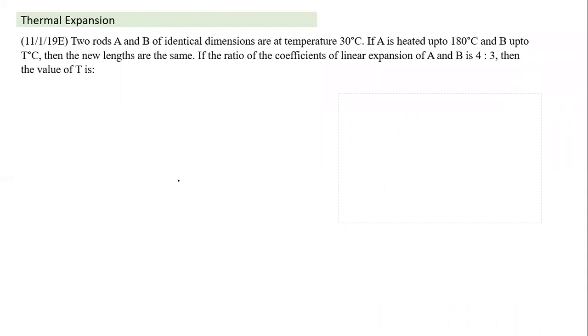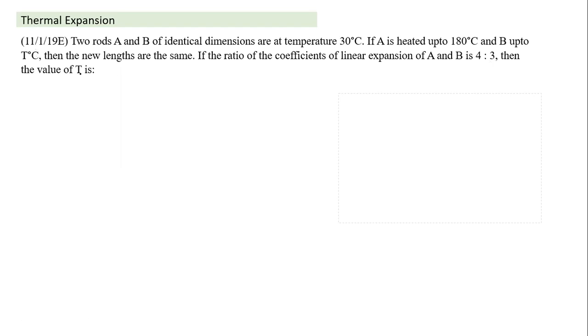Let's look at some simple application of the same here. Two rods A and B of identical dimension are at a temperature of 30 degrees. If A is heated to 180 degrees and B up to T degrees centigrade, then the new lengths are the same. The initial length is also the same at 30 degrees. If the ratio of coefficients of linear expansion is given as 4:3, what is the value of T we need to find?